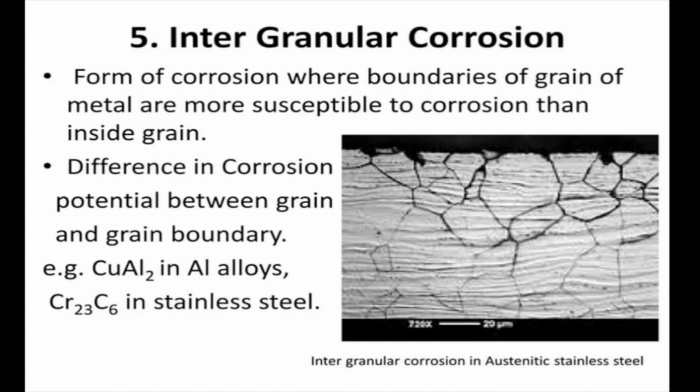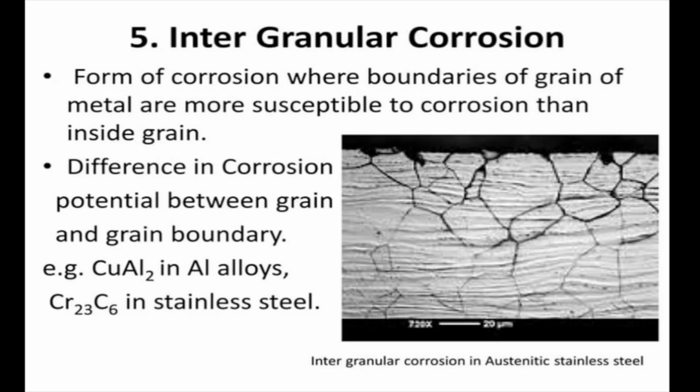Now, this is a form of corrosion where the grain boundaries of the metal are more susceptible to corrosion. It occurs because of the difference in corrosion potential between the grain and the grain boundary. We know very well that if we compare the grain and the grain boundary, the grain boundary is a relatively high energized region. For that reason, in the presence of an adequate environment, like the presence of electrolyte, oxygen or an oxidizing agent, and the temperature factor, if we consider all these things, then this type of corrosion will take place.